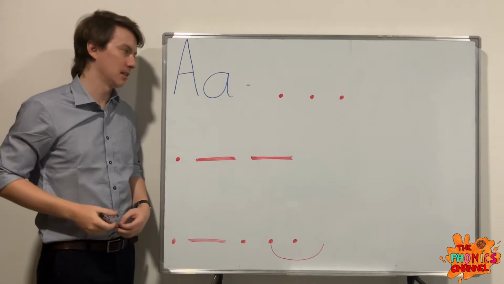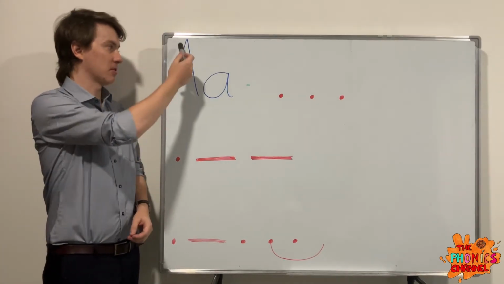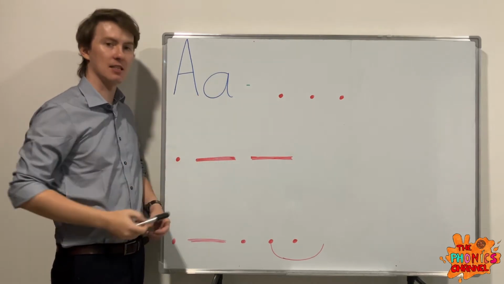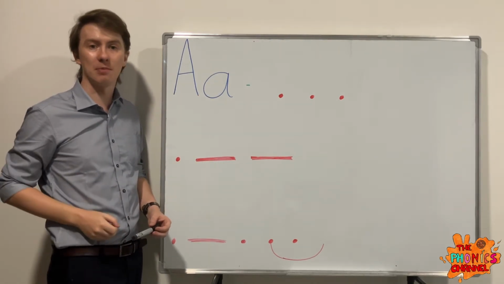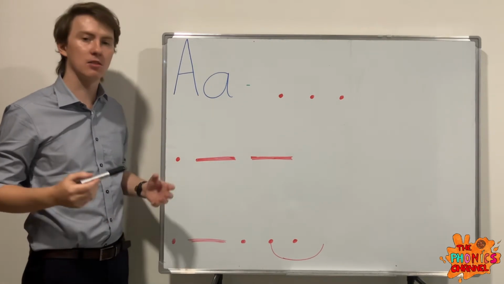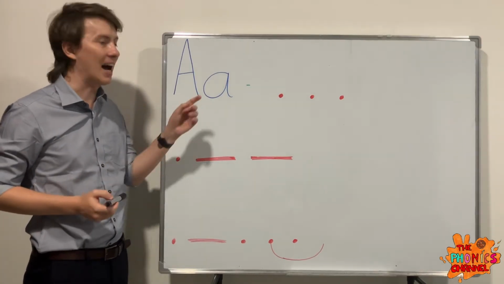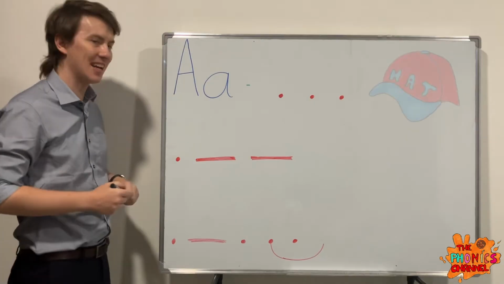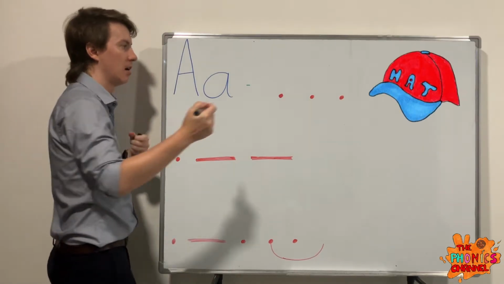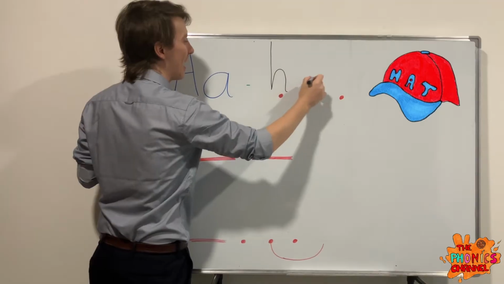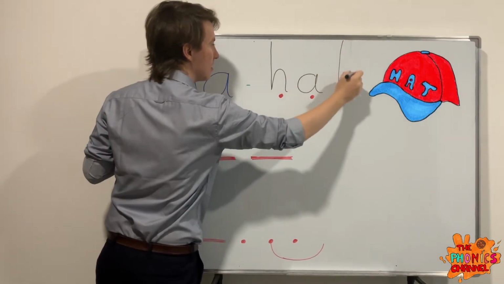Okay, so obviously we have a capital A and a lowercase a, but the sound it makes is "a". So let's go on to our first word, a small word with the "a" sound in it, which is hat. H, A, T.